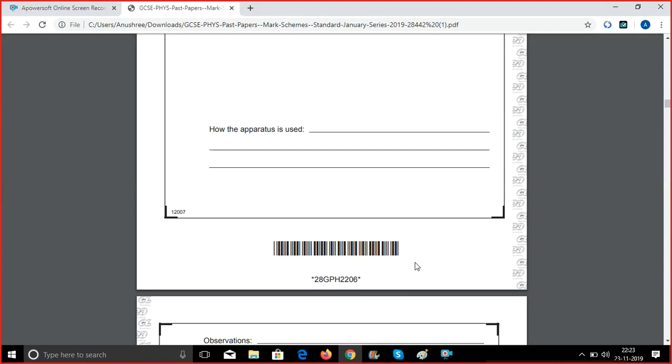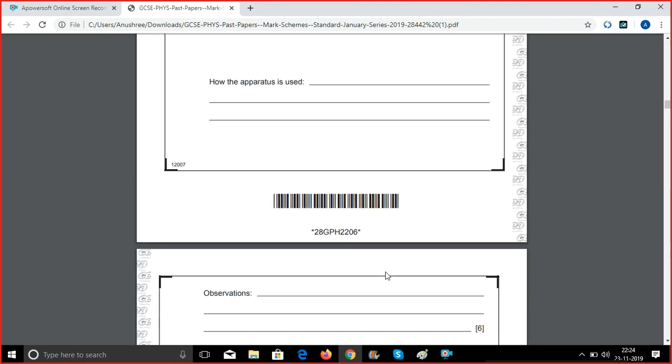Now you explain how the apparatus is used. Okay, set up a ray box and shine a thin white ray into a triangular glass prism, and the white ray will be split into 7 colors. Yes. So you can see that spectrum from red to violet. Red at the very first, and it moves towards the violet at the very lowest one. So that's a basic setup.